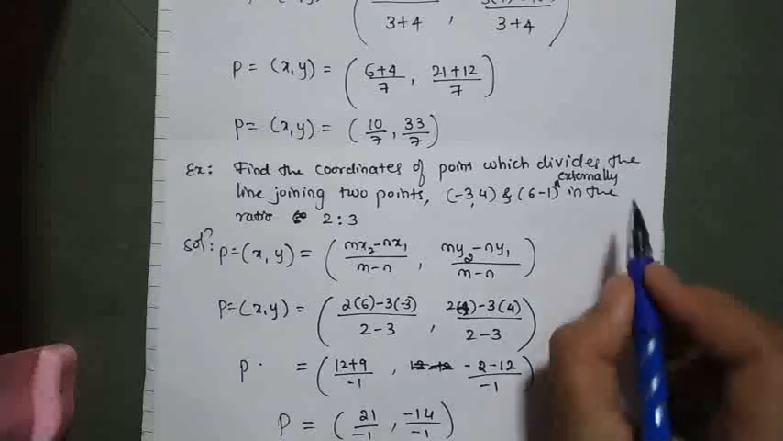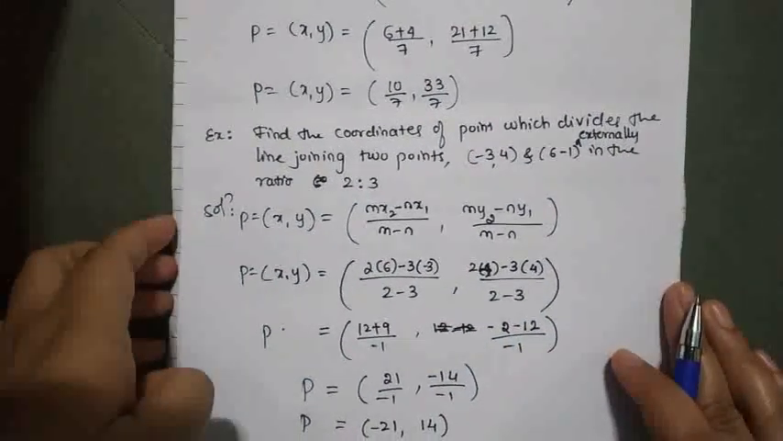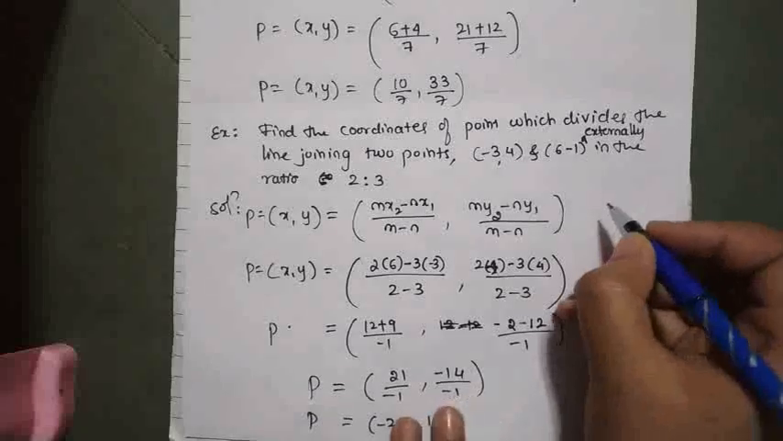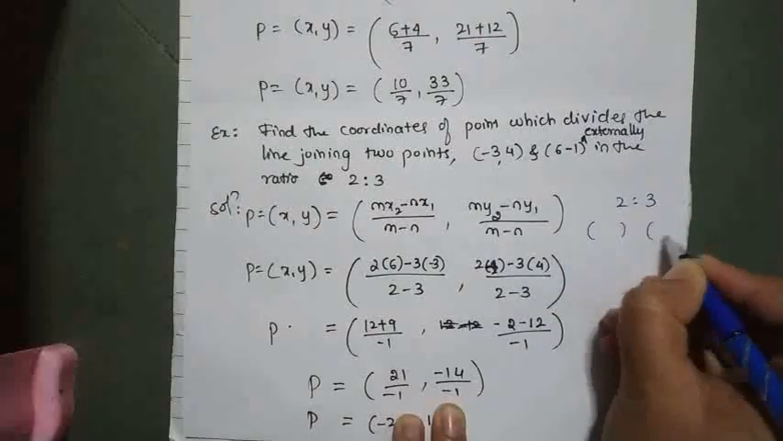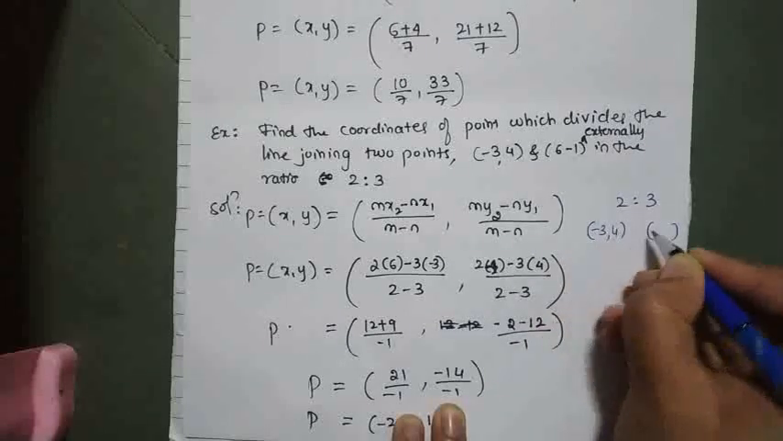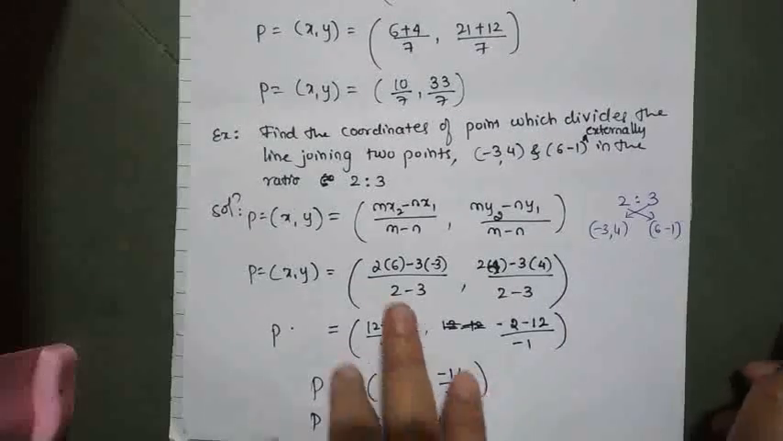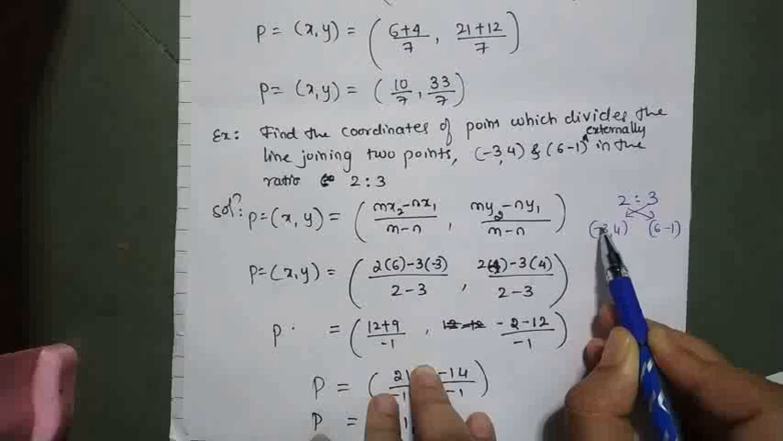So the external division formula: P is equal to (x, y), which is equal to (mx2 minus nx1) by (m minus n), (my2 minus ny1) by (m minus n). So that point P is given by (x, y). The ratio first, that is 2:3, and the points' coordinates, that is (-3, 4) and (6, -1). Cross multiplication.